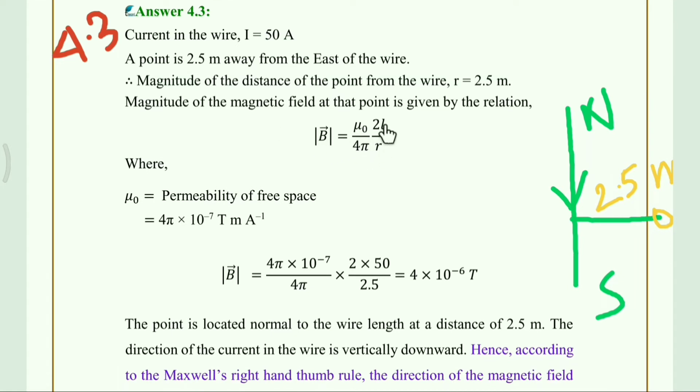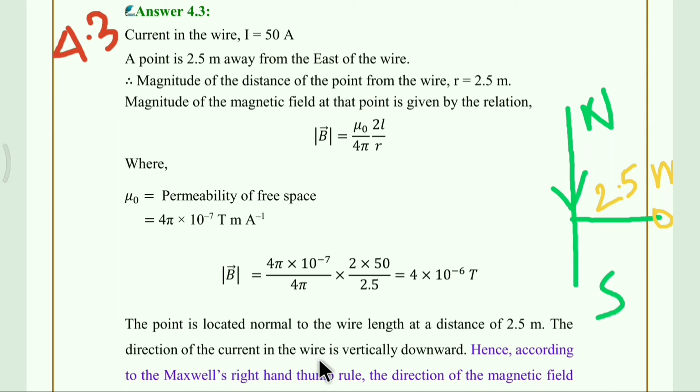by R. I, the current flowing, is 50 ampere, and R we have taken as 2.5 meter. So we know the permeability is 4 pi into 10 to the power minus 7 Tesla meter ampere to the power minus 1. We put the values and get 4 into 10 to the power minus 6 Tesla. The point is located normal to the wire length at a distance of 2.5 meter.